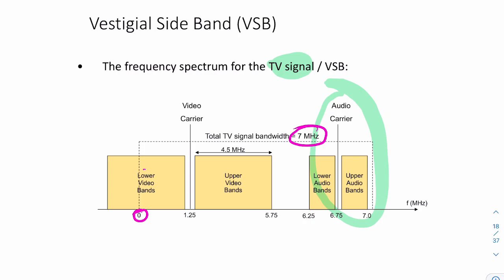So this is just an example to illustrate what a vestigial sideband spectrum will look like. It's impossible to visualize this in the time domain. That's why we're looking at it only in the frequency domain. Same with SSB. We're interested in the spectral representation, not the time domain representation.